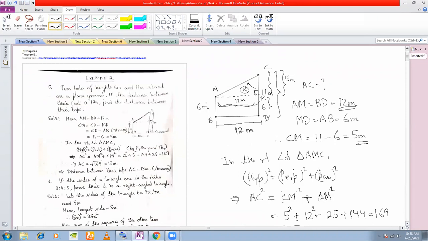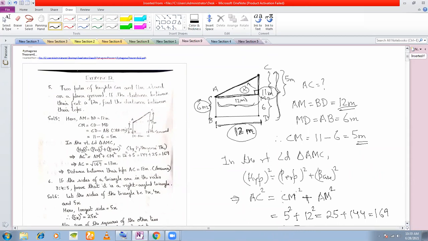See, two poles are given here, right? This AB is one pole and CD is another pole. The lengths of the poles are given, right? 6 meters is given, 11 meters is given. You need to find out the distance between the tops. That means you have to find out the length of this line, right? Also, the distance between their feet is given to be 12, right? So if you need to find out this length AC, you complete this right angle triangle here by dropping a perpendicular. So this is your right angle triangle, right?